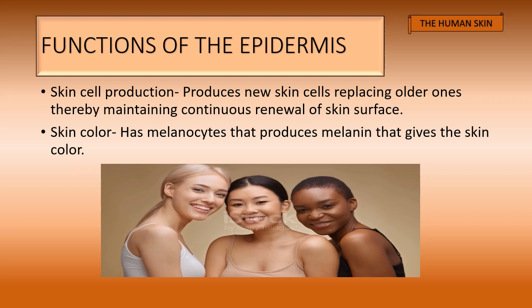Other function is skin color. So I said earlier that epidermis has melanocytes that produce melanin. This melanin is what gives our skin color. As seen in this video, these girls have different skin tones. That means that melanocytes found in the epidermis produce different amounts of melanin.